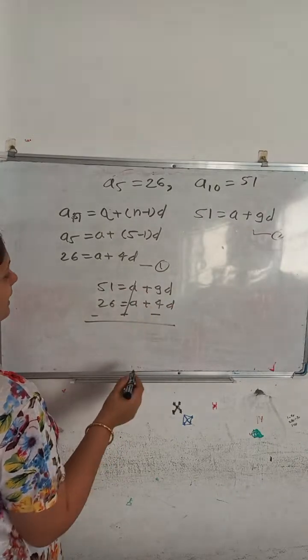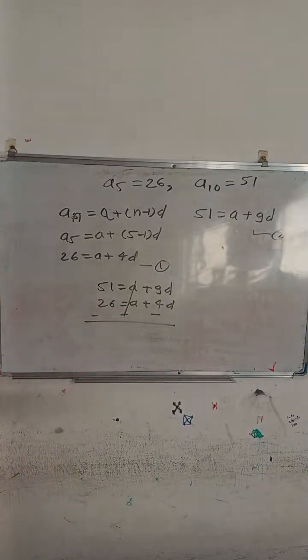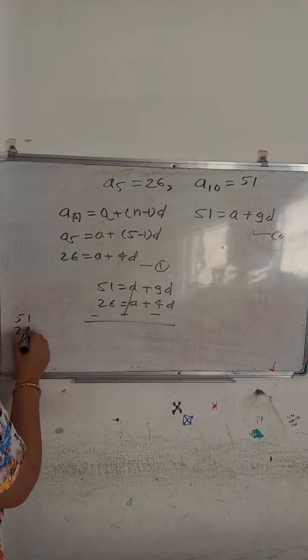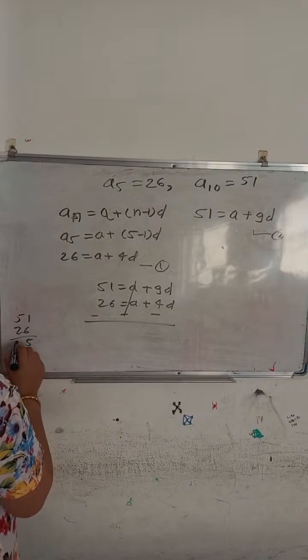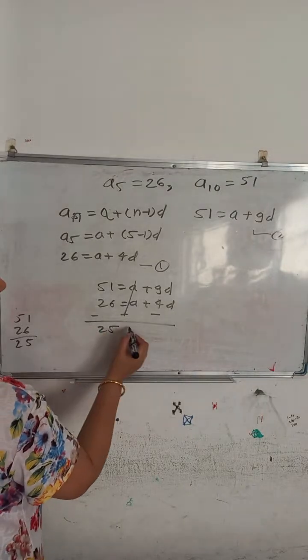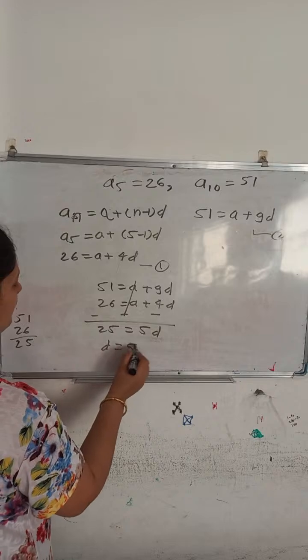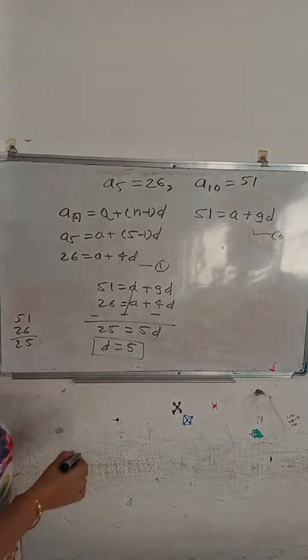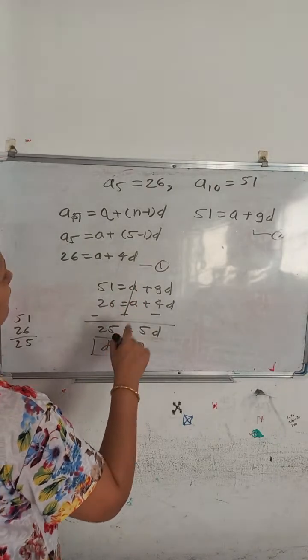So here A and minus A get cancelled. So 51 minus 26 is nothing but how much? We will get 25, and here 25 is equal to 5D. So D is equal to what am I getting? 5. Okay. Once you get D as 5, substitute in an equation and find out the answer for A.